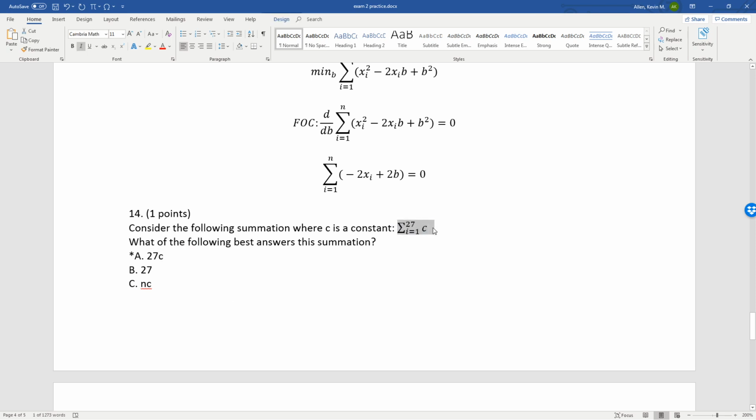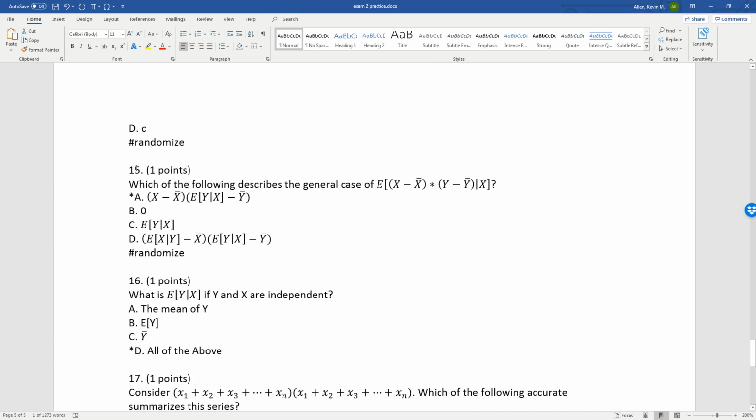This is equivalent to saying multiply c times 27. Whenever you have a summation sign and a constant, you're effectively multiplying the constant by whatever your index number is up here. So in some cases, that'll be n, like when we did n times x bar in the previous video that I posted. But in this case, because n is a specific number, this is 27 times c.